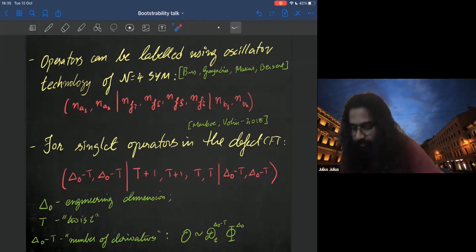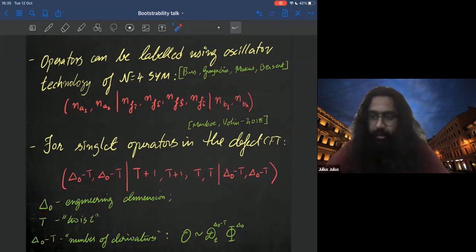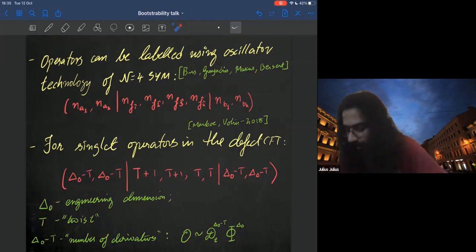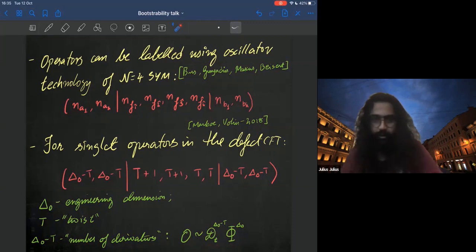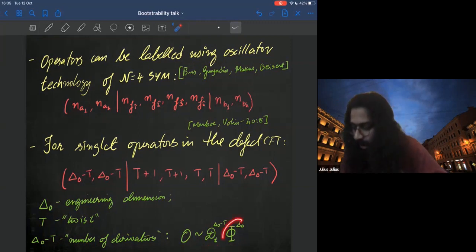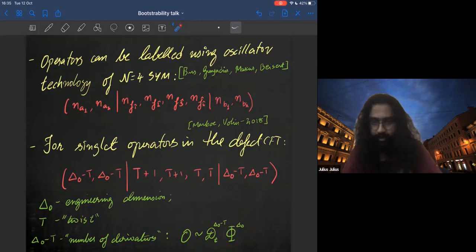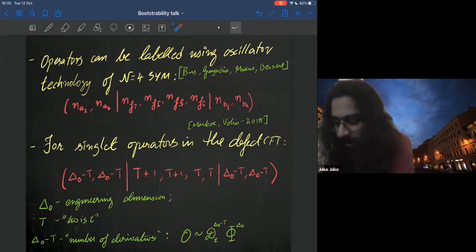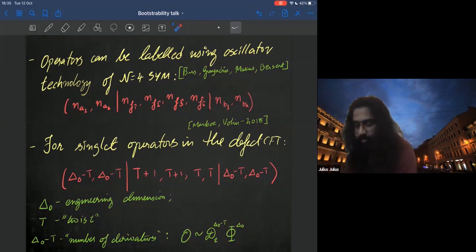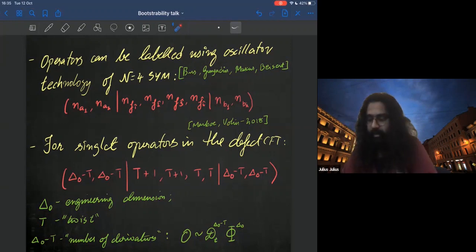So what this means is that an operator of scaling dimension delta naught and twist T roughly looks something like this. You have delta naught minus T covariant derivatives, and you have phi to the power delta naught. Okay, so these are the singlet operators in this defect CFT, and this is how one can organize them.